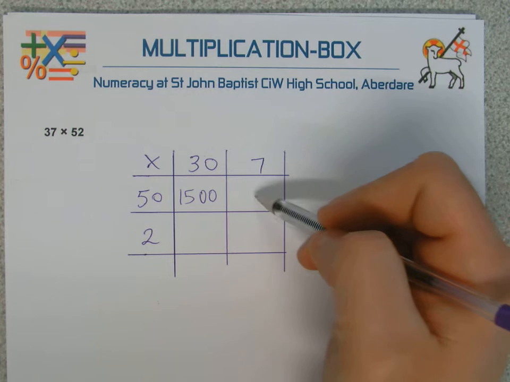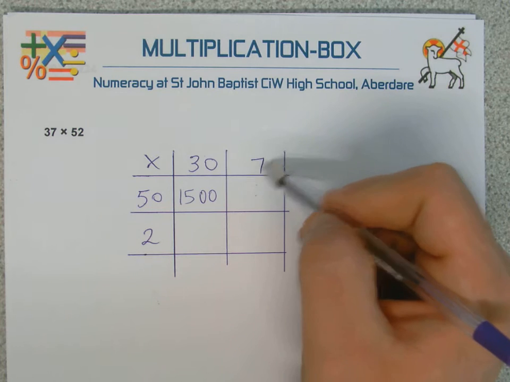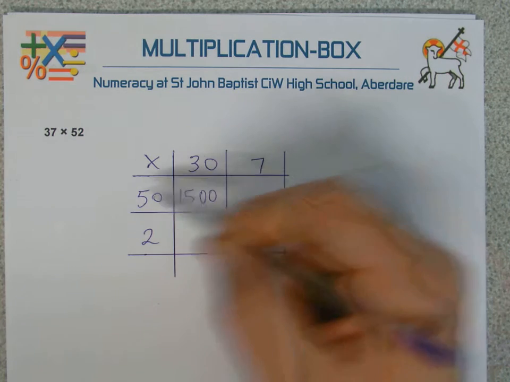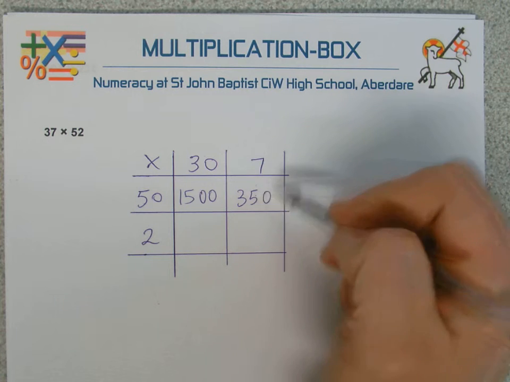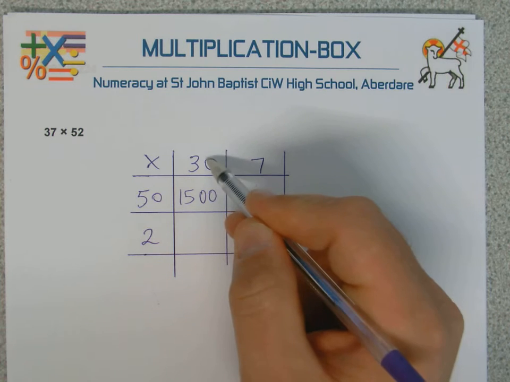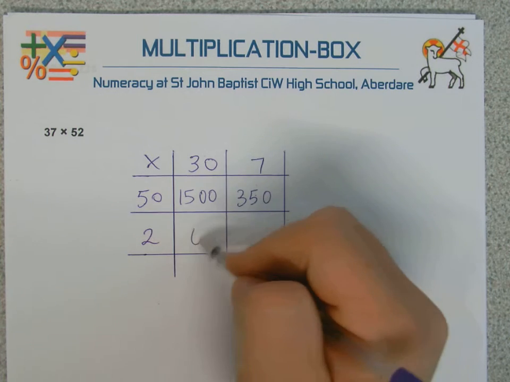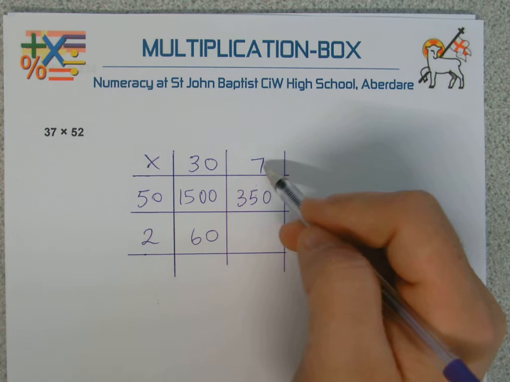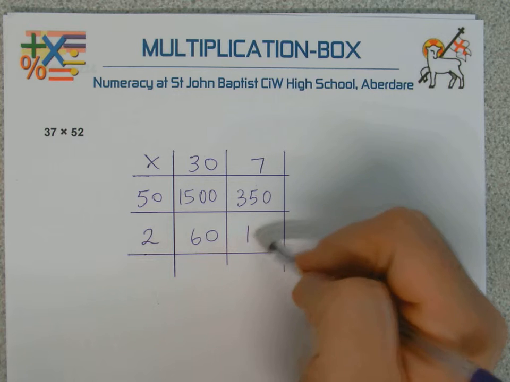Okay? Do the same here with this box. You look above is 7, to the left over here is 50. So 50 times 7, well that's easy again because you just do 7 times 5 is 35 and add on the 0. Do the same down here. If you look above on the top you've got 30, to the left you've got 2, so 30 times 2 is 60. And then over here, for this box you've got 7 above, 2 over here, so 2 times 7 is 14.